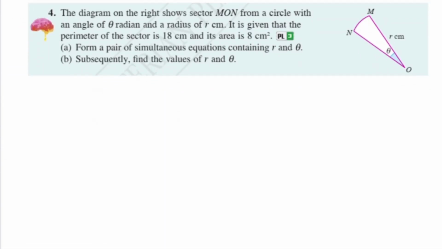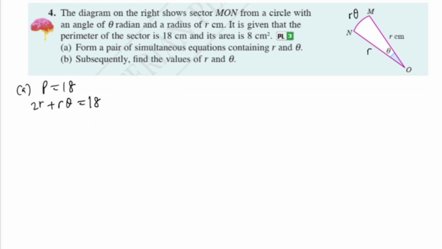Now, in this sector question, sector MON is a circle with angle theta, radius is r, given that the perimeter of the sector is 18 and the area is 8 square cm. So form a pair of simultaneous equations and solve them simultaneously. This is more like simultaneous equations rather than circular measure, but we use the concept of circular measure. We already know that perimeter is r plus r plus r theta. So we can use that to form the first equation: 2r plus r theta equals 18.